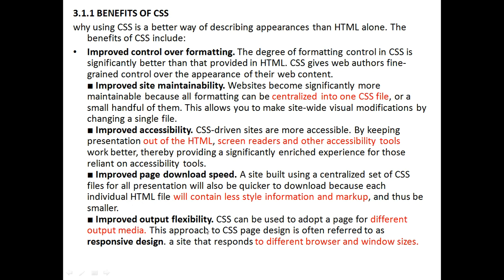Improved output flexibility. CSS can be used to adapt a page for different output media. Different output media means whenever you are looking at a website, you may be looking through a computer, a mobile phone, or a tab, right? Different outputs you are using there. So if you are using CSS, that will be better. This approach to CSS page design is often referred to as responsive design.